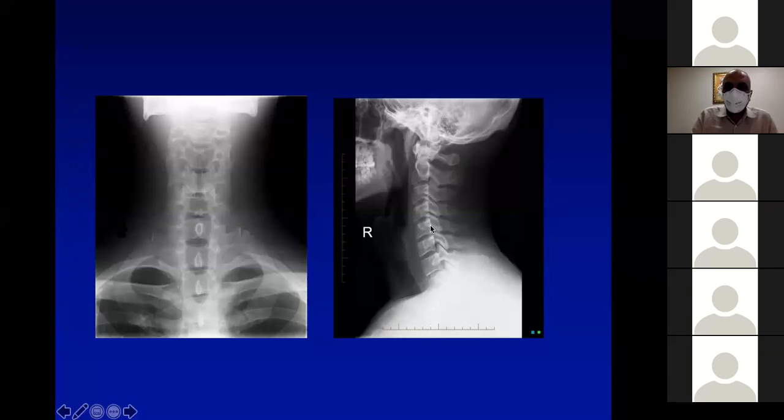Now, the distance between this posterior margin and this line of the spinous process is the spinal canal. But you don't need to worry about it at this stage because you don't need to identify the spinal canal on plain X-rays. All you need to do is look for the major abnormality, if any vertebra has moved forward or backward, or if there is a compression fracture in the vertebral body.